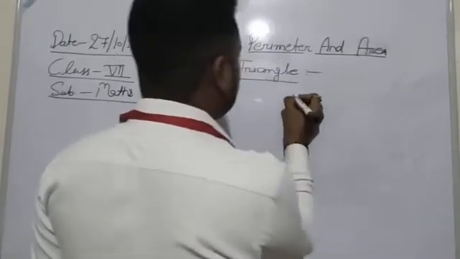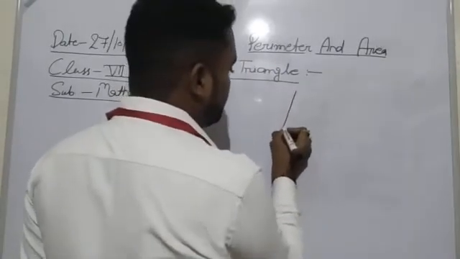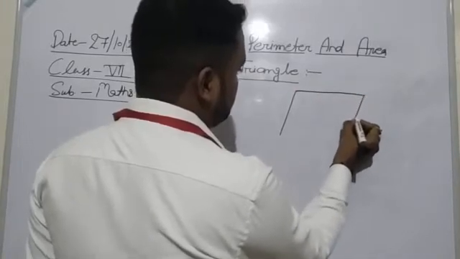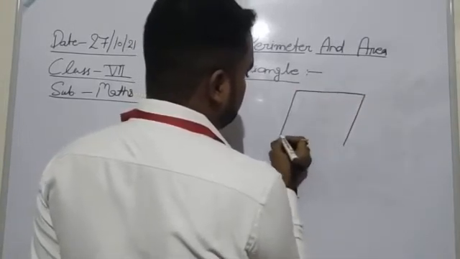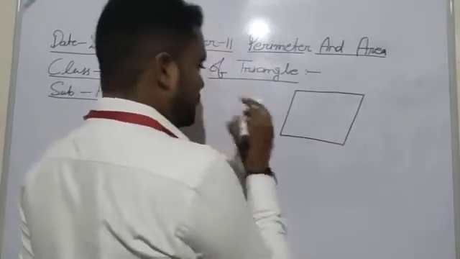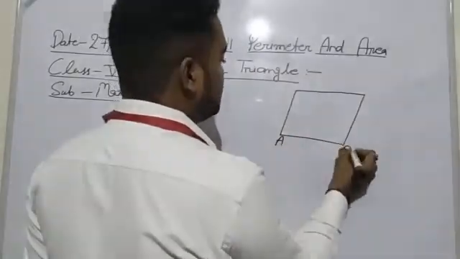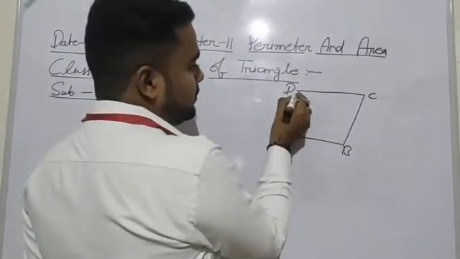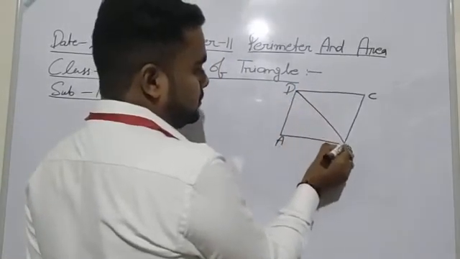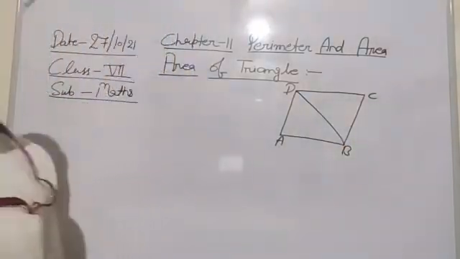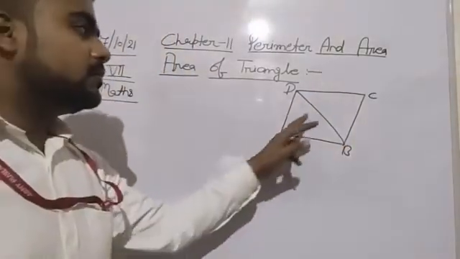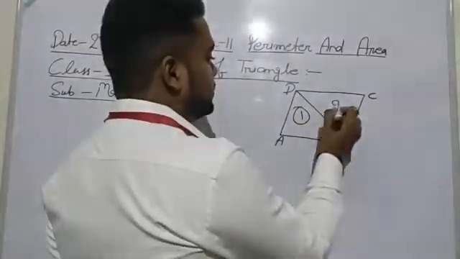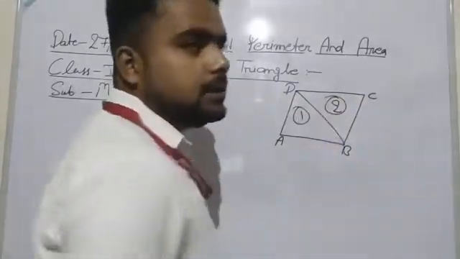So here we calculate the area of a triangle with the help of the area of a parallelogram. This is a parallelogram ABCD. If we draw the diagonal BD in parallelogram ABCD, there are two triangles. First is ABD and second one is BCD.